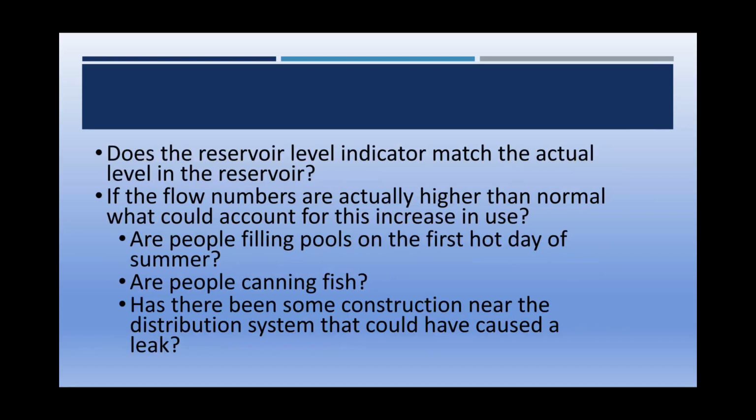Again, does that reservoir level indicator match the actual level in the reservoir? It's not a bad idea to climb up your reservoir every once in a while and take a look, just to make sure you are indeed getting an accurate read. And if the flow numbers are actually higher than normal, you want to figure out what could account for this increase in use. Are people filling pools on a hot day? Are people canning fish? Or has there been some construction near the distribution system that could have caused a leak? Sometimes it's a matter of an excavator actually hitting your line, and sometimes the excavator could have loosened pipes underground.